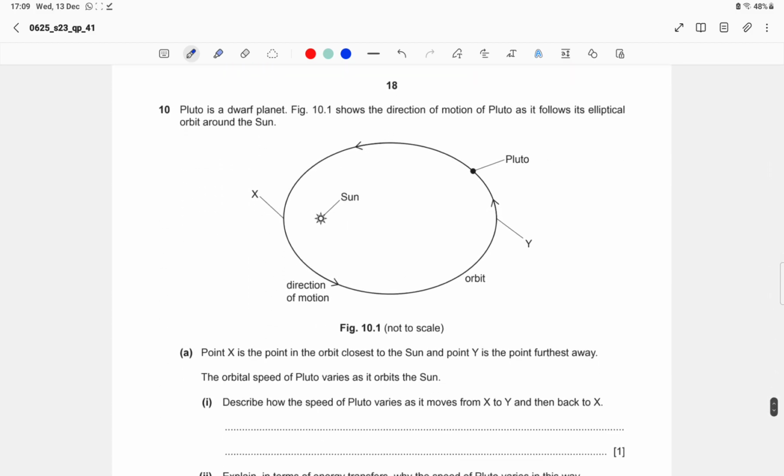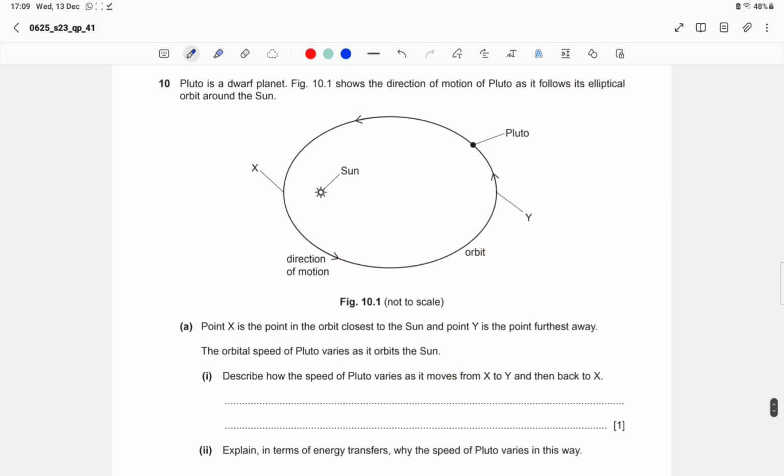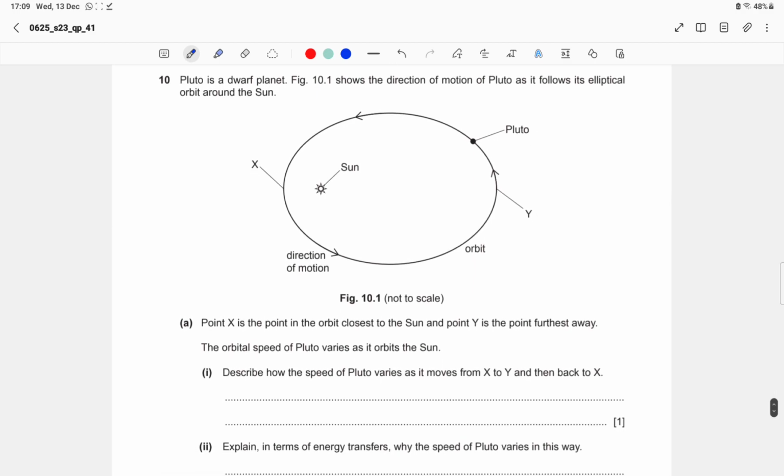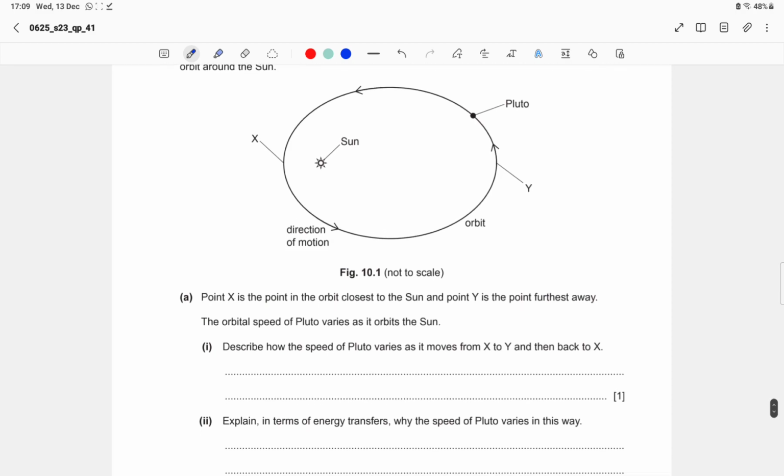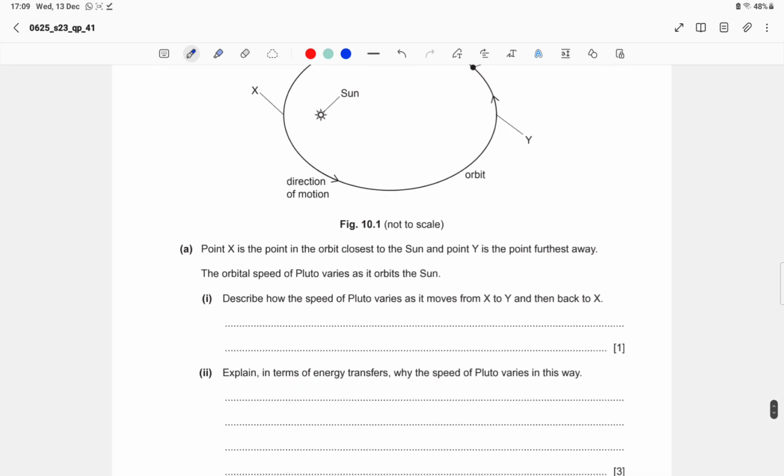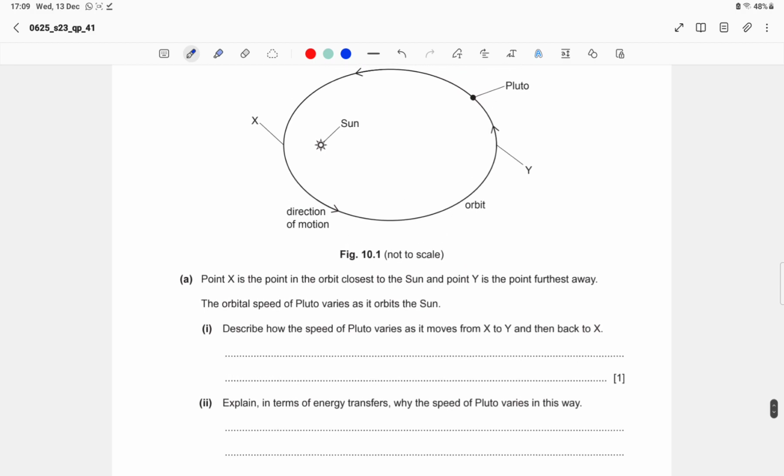So Pluto is a dwarf planet. Figure 10.1 shows the direction of the motion of the Pluto as it follows its elliptical orbit around the Sun. Okay, this is the figure. Point X is the point in the orbit closest to the Sun, and point Y is the orbit farthest away. The orbital speed of Pluto varies as it orbits the Sun. Describe how the speed of Pluto varies as it moves from X to Y and then back.